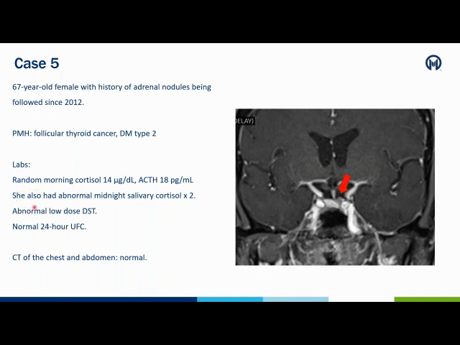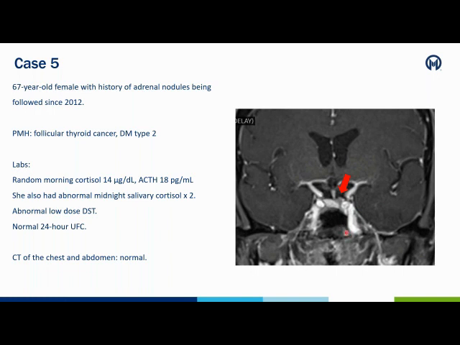But after repeating tests for years, we finally identified two abnormal midnight salivary cortisols with an abnormal low-dose DEX suppression test. The 24-hour UFC was always normal, and there were no other findings in the chest and abdomen besides the adrenal nodules that have been stable in size for years. Then pituitary imaging showed a 4-millimeter lesion. Could be something, could be just an incidentaloma.